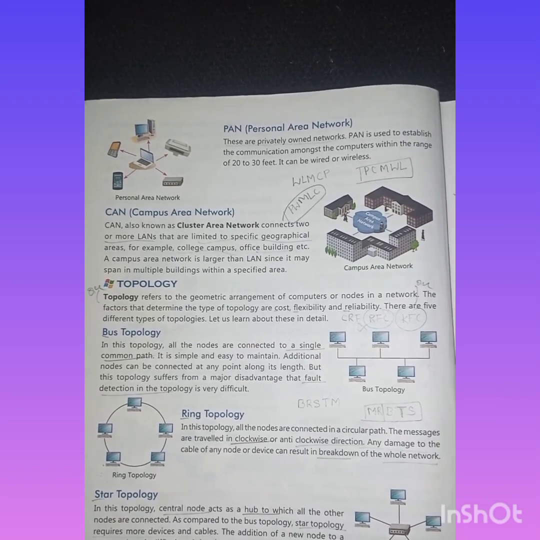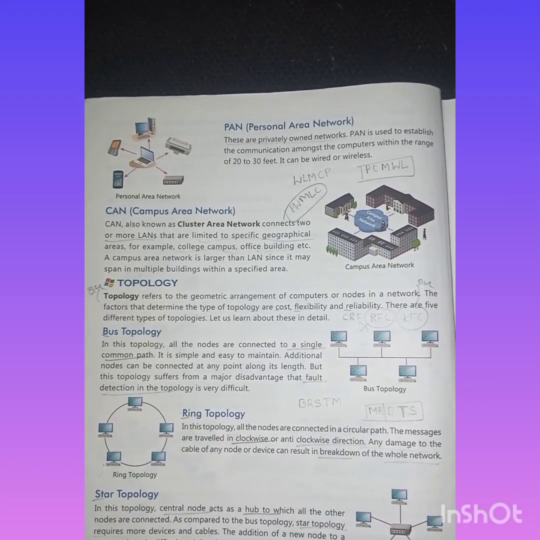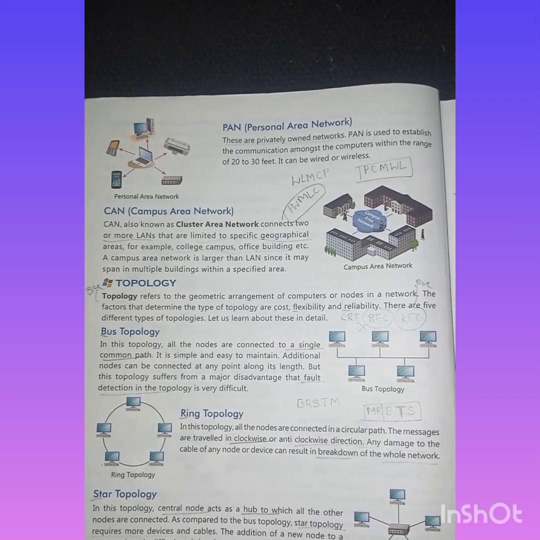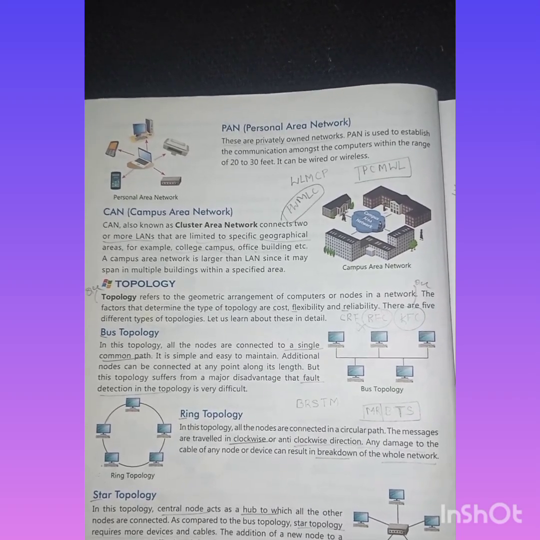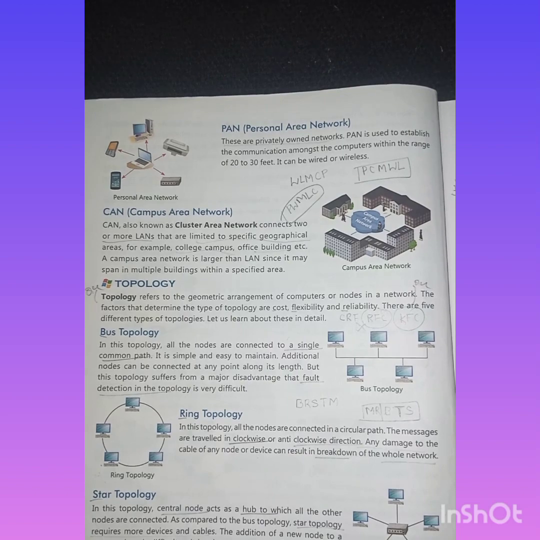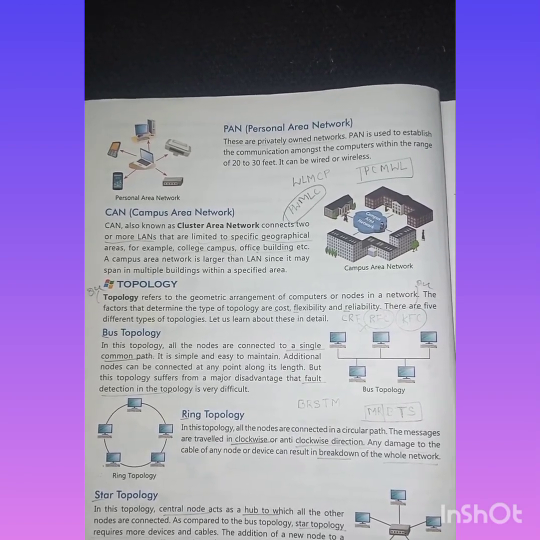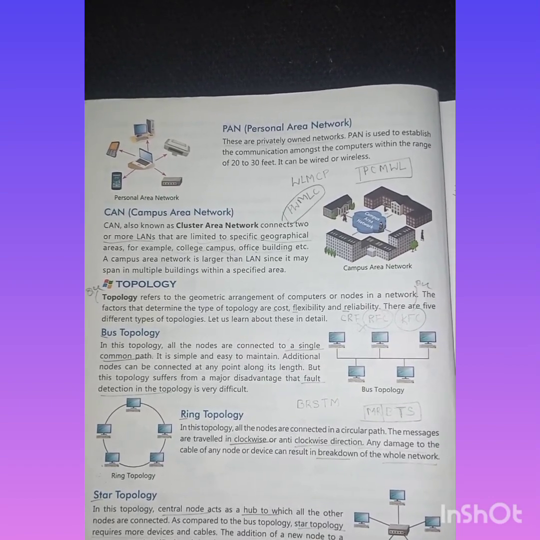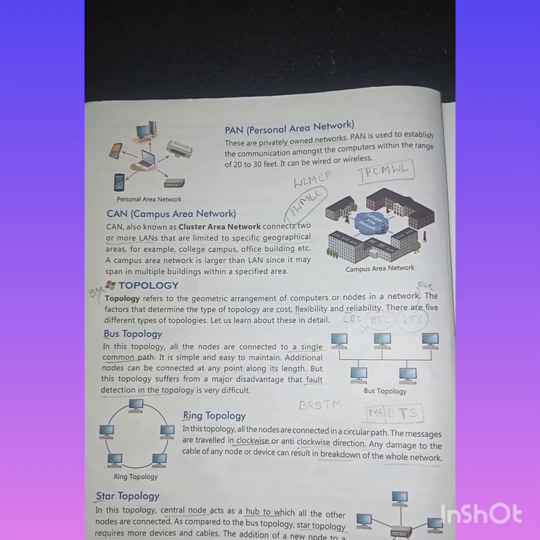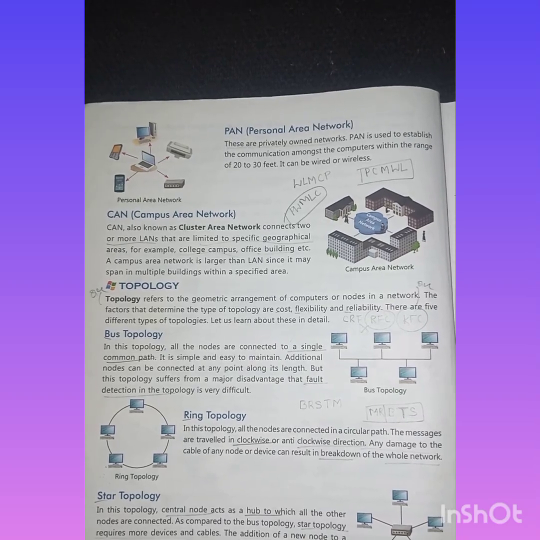First type of topology is bus topology. In this topology, all the nodes are connected to a single common path similar to a bus. It is simple and easy to maintain. Additional nodes can be connected at any point along its length, but this topology suffers from a major disadvantage, that is fault detection in this topology is very difficult.